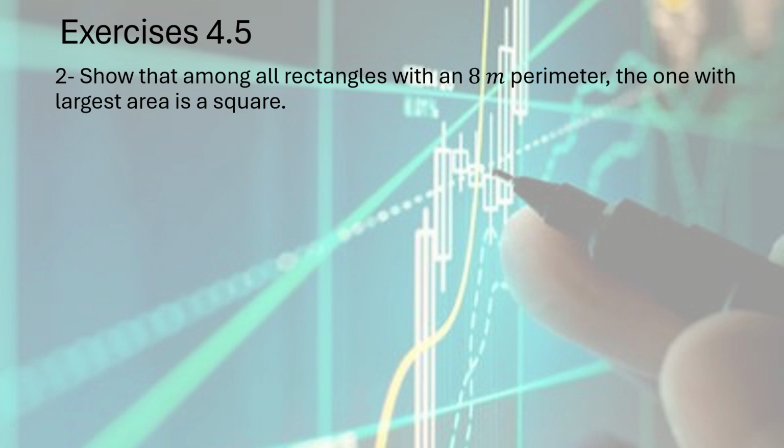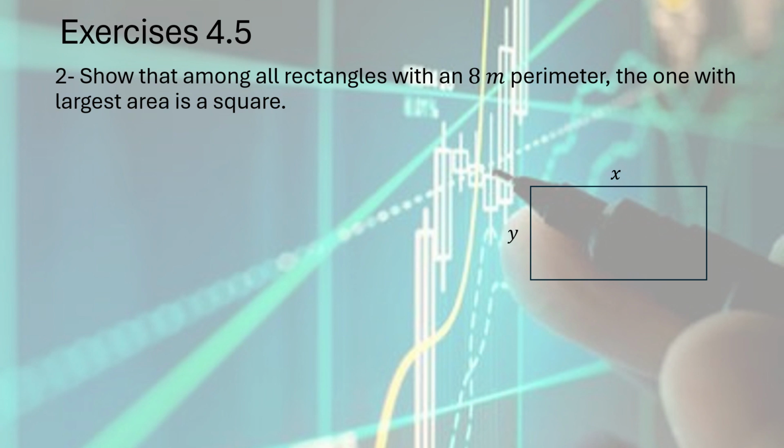Okay, show that among all rectangles with an 8-meter perimeter, the one with the largest area is a square. In this case, we are doing it the other way around. We are given the perimeter, which is 8 meters, and we need to maximize the area. So again, the concept is the same.